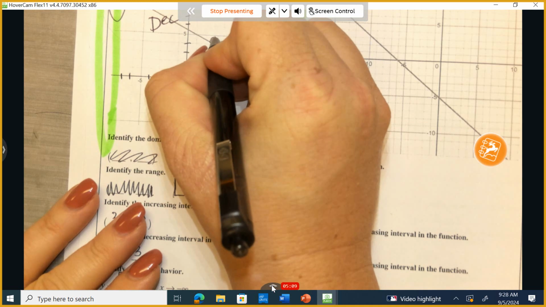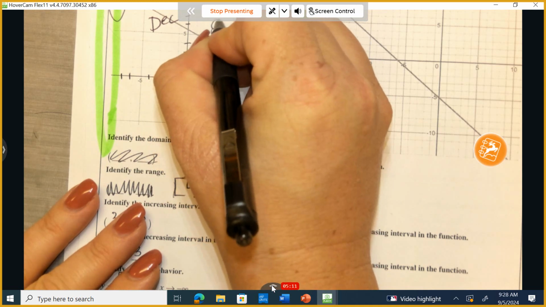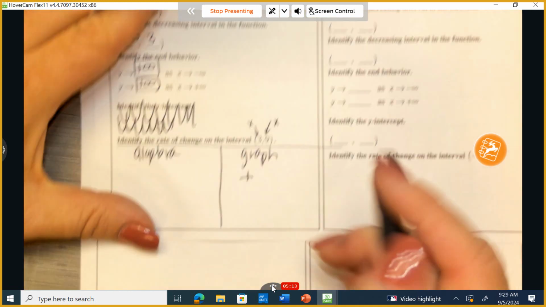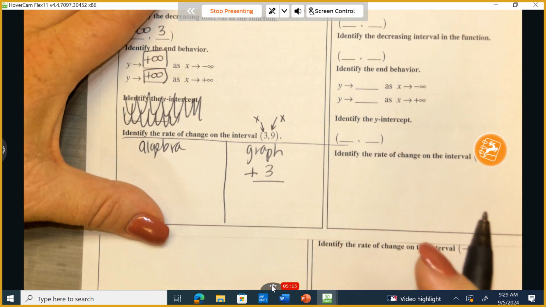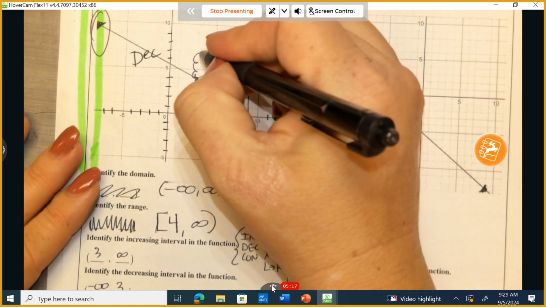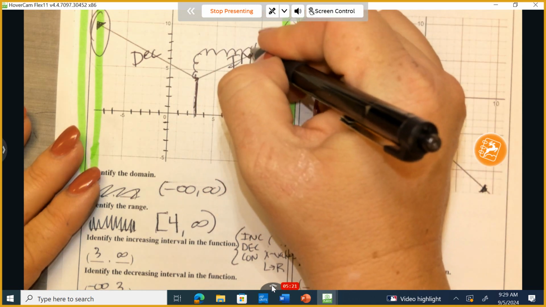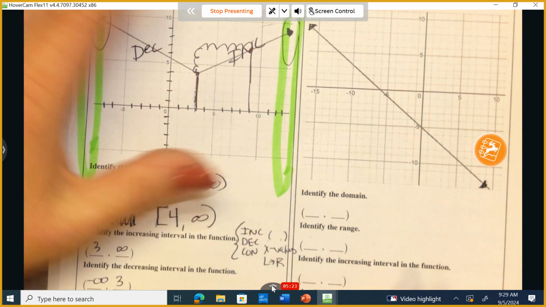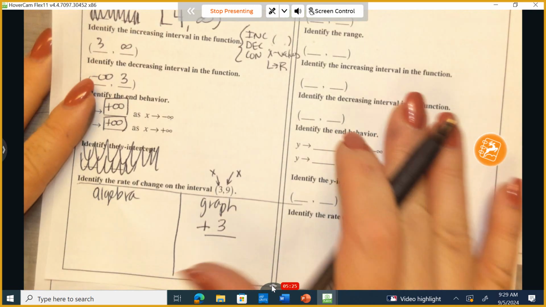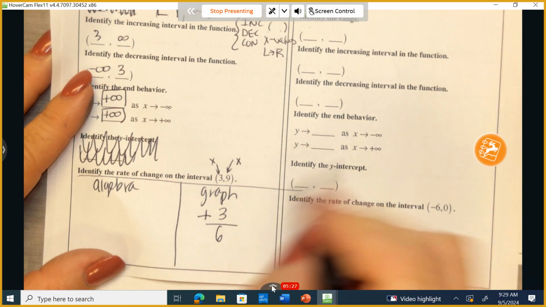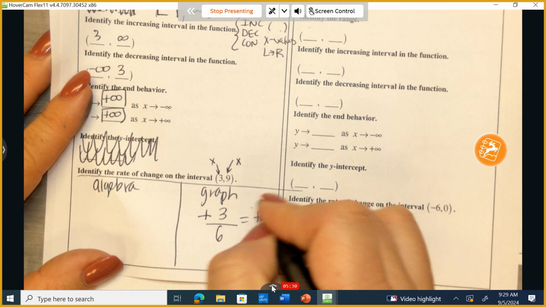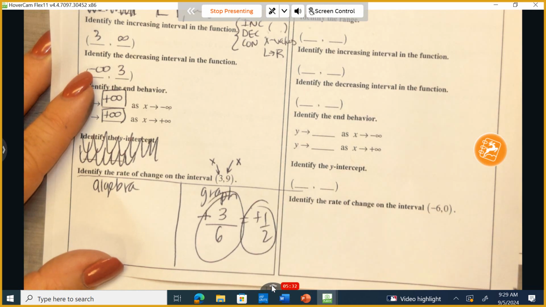Here we go. Rise up 1, 2, 3. I just went up 3, so I describe up as a positive. Then once I've gone up 3, I have to go to the right: 1, 2, 3, 4, 5, 6. And now I got to the point on the graph that matches where x equals 9. If you leave it like this, it's not wrong. You could simplify it as 1/2, but the answer is either 3/6 or 1/2.